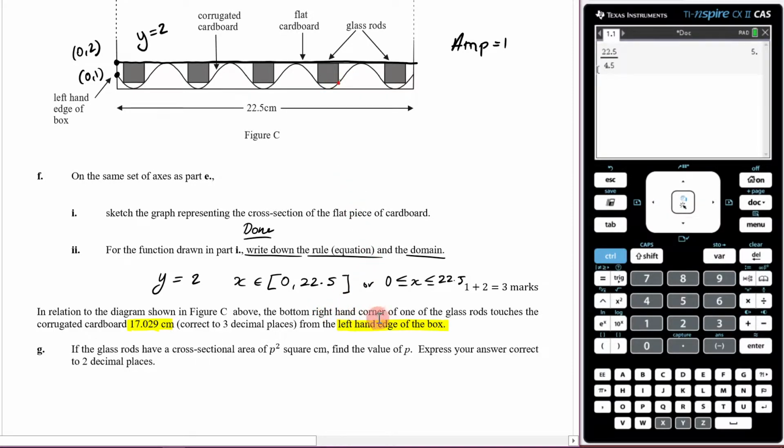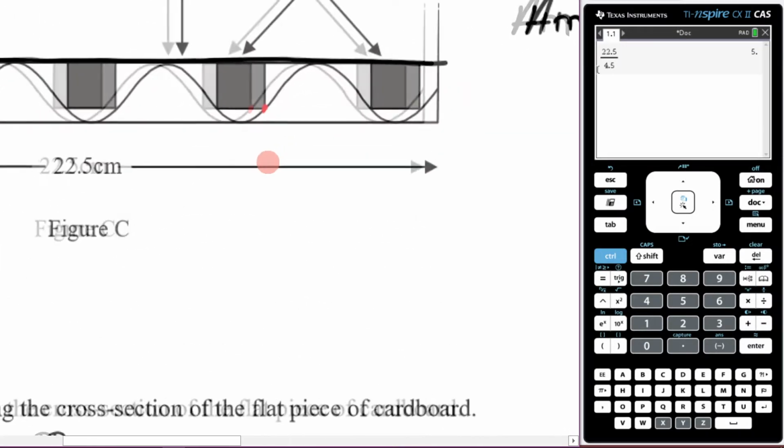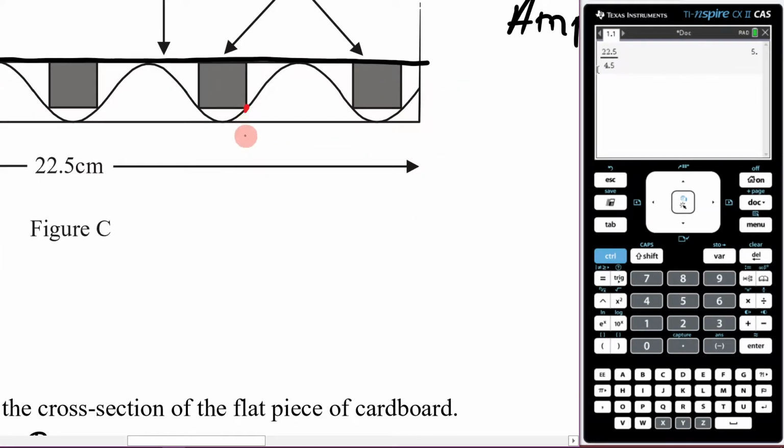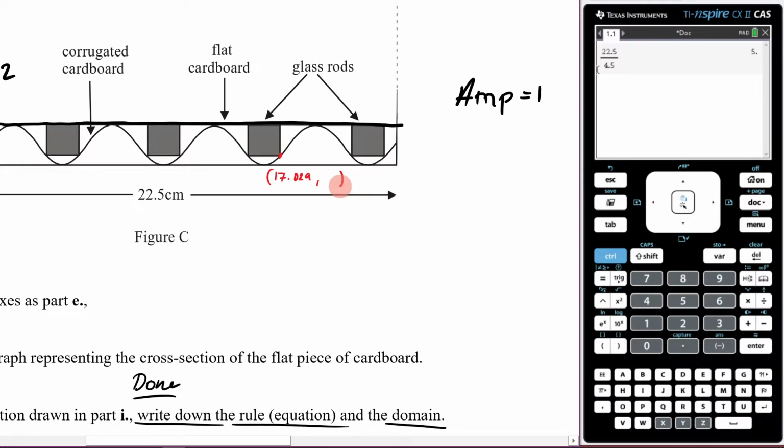So let me just read this again. The bottom right-hand corner of one of the glass rods touches the corrugated cardboard. So as you can see, it's touching the corrugated cardboard 17.029 centimeters from the left-hand edge of the box. So here's the left-hand edge. It means right here, the place where the rod is touching the cardboard, this point right here is 17.029. We don't know what the y is of it. Okay. We continue.